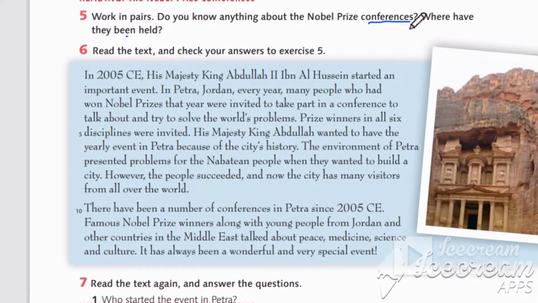Now we will read this text and we will know about these conferences. First of all, the ceremony, الاحتفال of the Nobel Prize is held in Sweden, تمام? And the Swedish king presents the prizes to the winners. الملك السويدي هو يقدم الجوائز لمين؟ للفائزين في ستوكهولم in Sweden. Okay, now read the text and check the answers to exercise number 5.